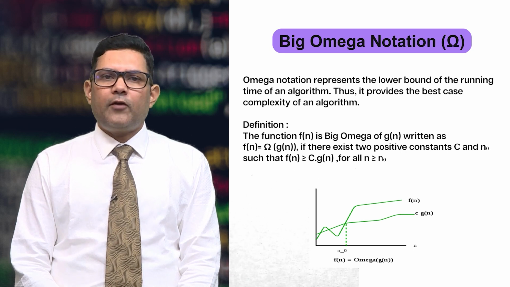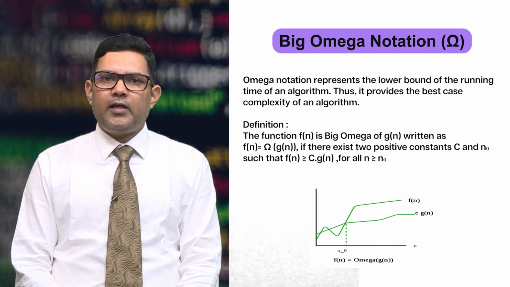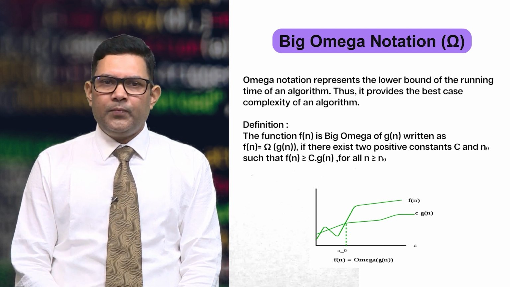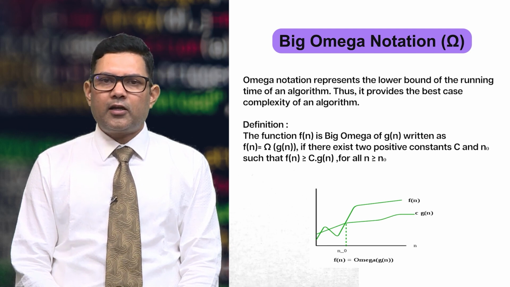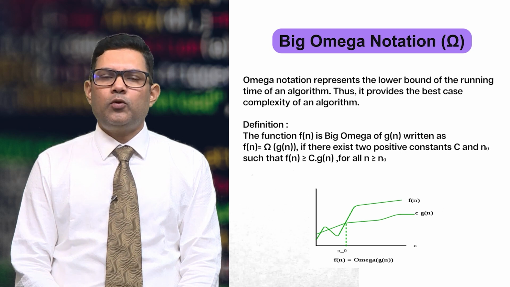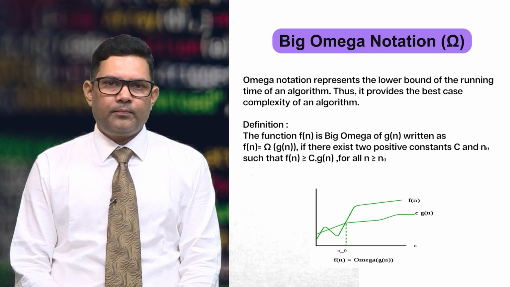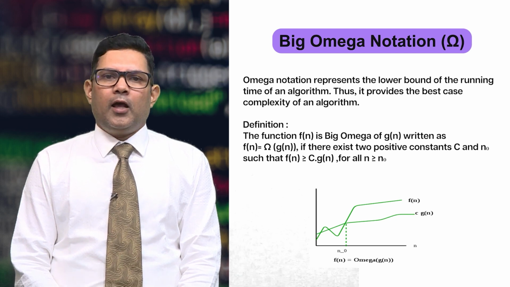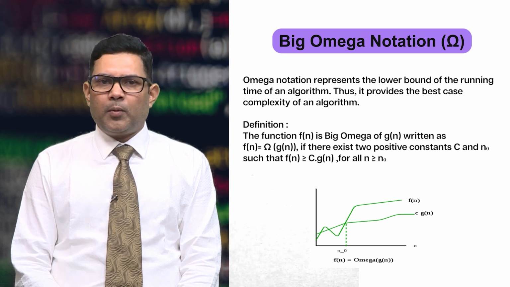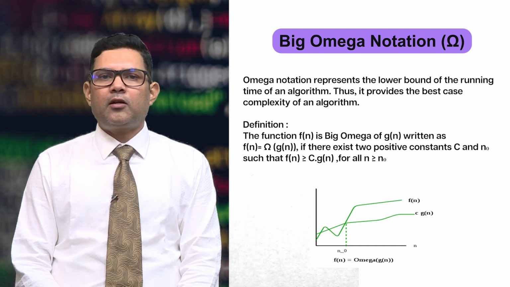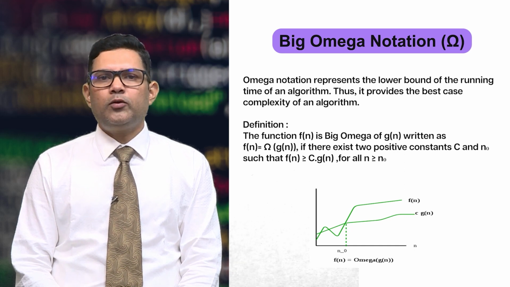Definition. The function f of n is big omega of g of n, written as f of n is equal to omega of g of n, if there exist two positive constants c and n naught, such that f of n is greater than or equal to c into g of n for all n greater than or equal to n naught. In the graphical representation, f of n and c into g of n, two lines are present, but you have to carefully observe that after the value of n naught, the value of f of n is always greater than c into g of n.